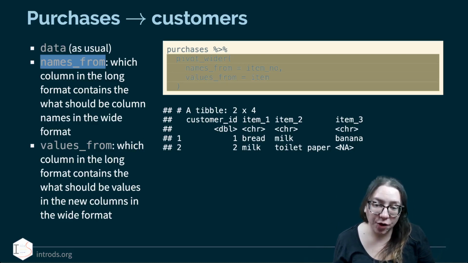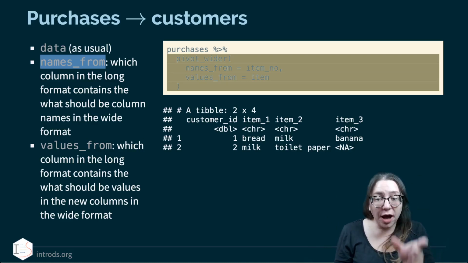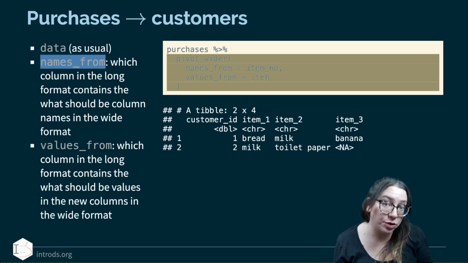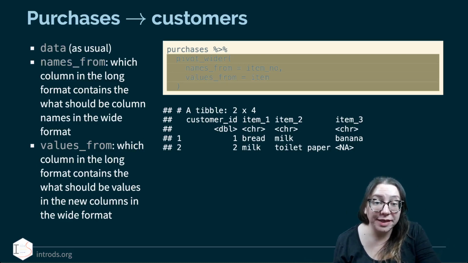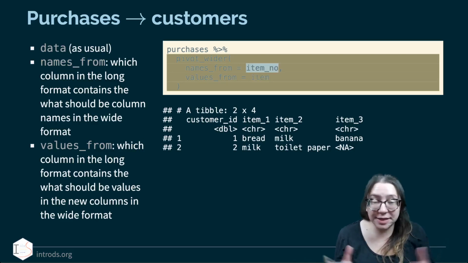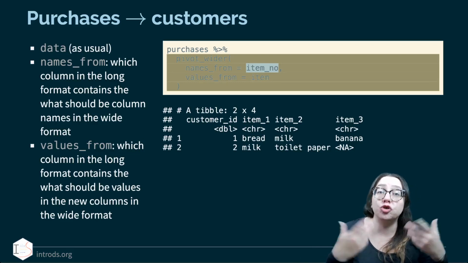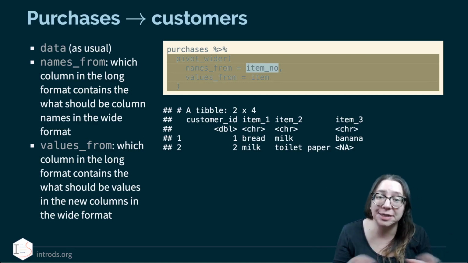And values from basically tells me which column in the long format contains what should be values in the new columns in the wide format. So those were the names of the items that were stored in item. Note that these are not quoted because these are variables that exist in my data frame, and I'm just saying grab information from them and put them elsewhere, as opposed to constructing new variables that didn't exist, where I'm just feeding it variable names.